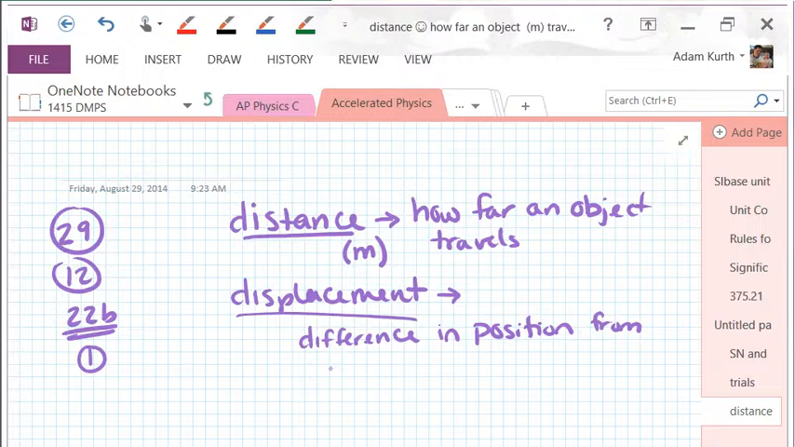So let's say the change. I'm going to say change in position. This is why I like pencils, right? Because pencils erase like this does. So we'll say change in position of an object. We're just going to leave it there. The path doesn't matter.